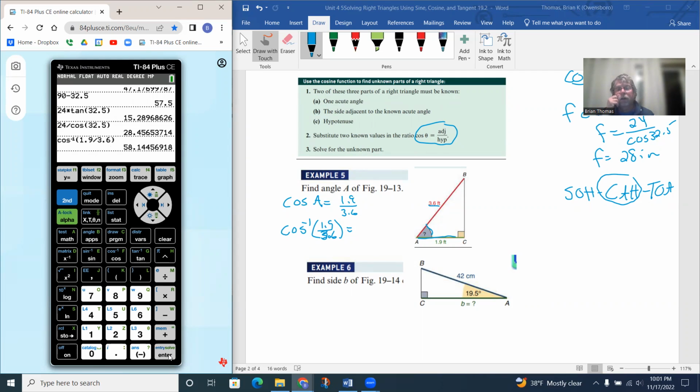It looks like we could round the angles to the nearest tenths place, which is what they've been doing. So angle A would equal 58.1 degrees.